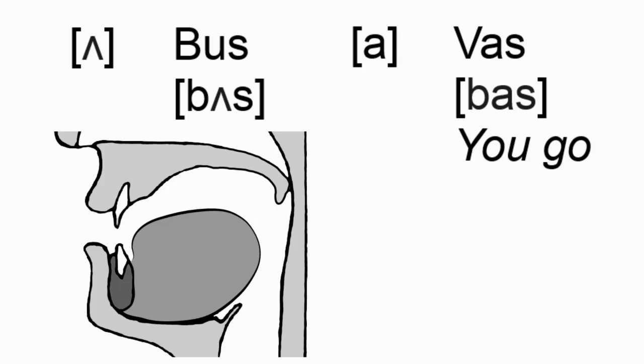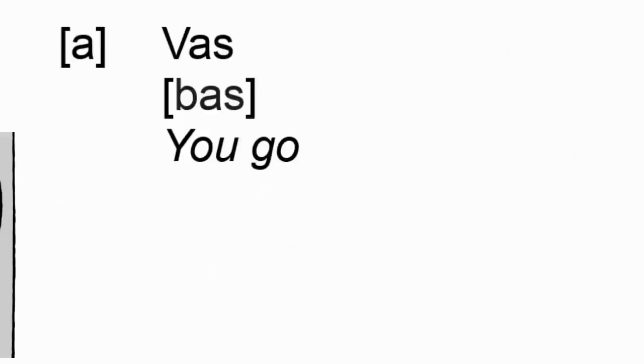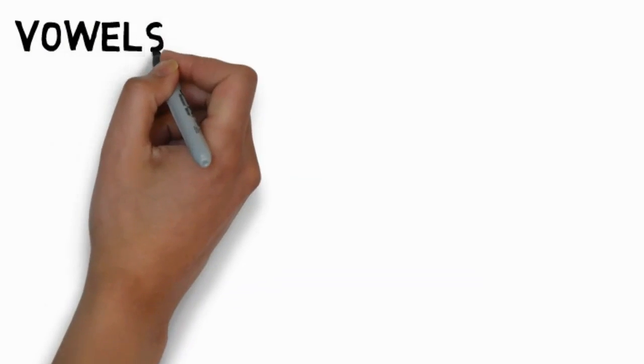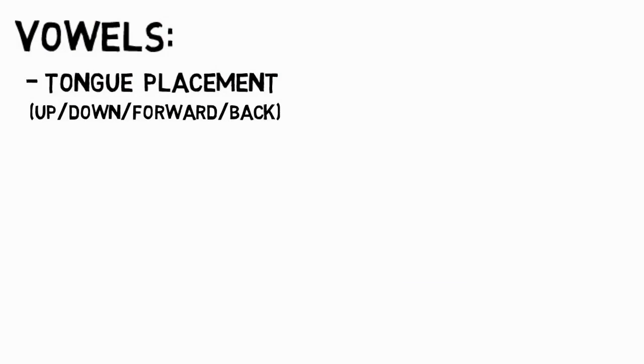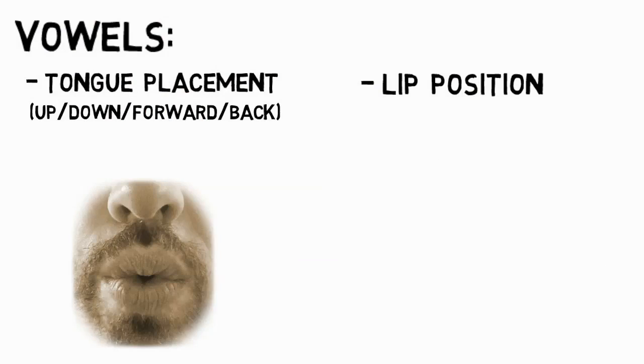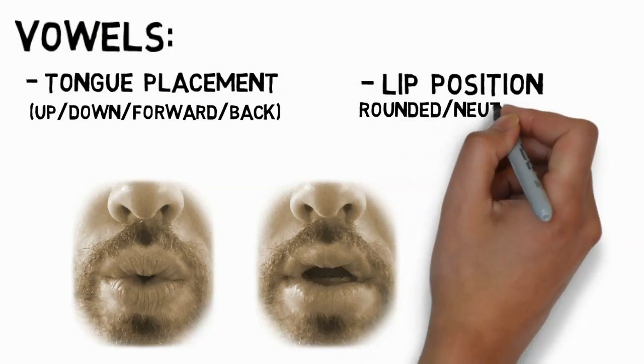Spanish's A doesn't actually sound the same as the vowel in bus. So what's going on here? Vowels are basically a combination of two things, what's going on with your tongue and what's going on with your lips. For most languages, we care about whether your lips are rounding into a circle or not.